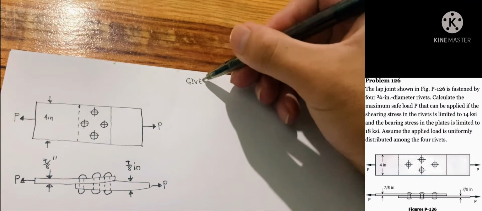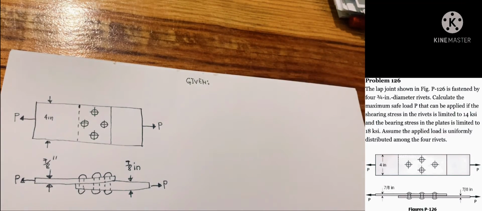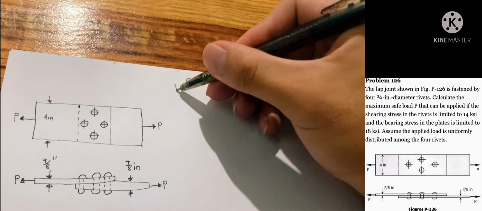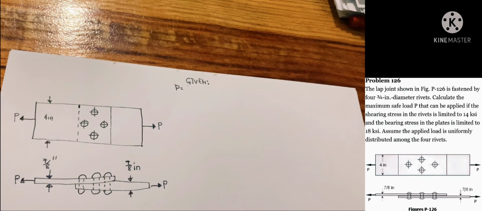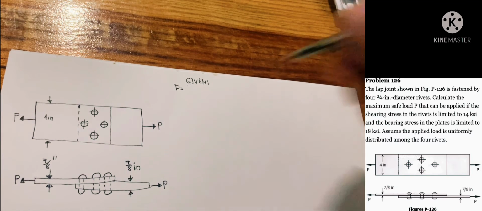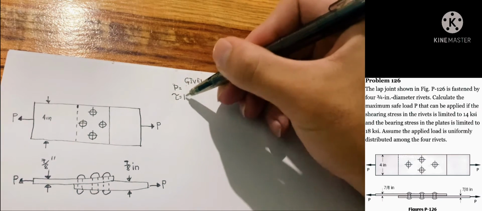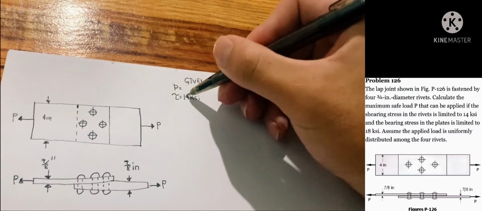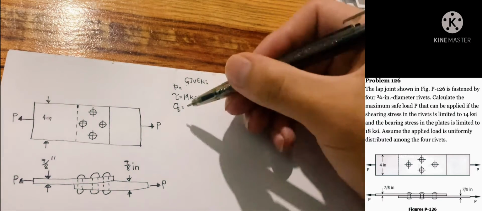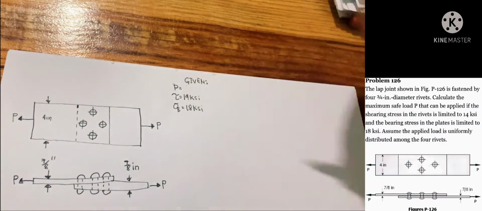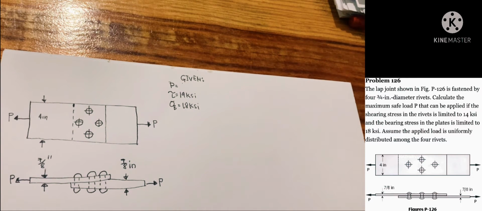This is our third example for our bearing stresses. The lap joint shown in figure P-126 is fastened by 4 3/4 inch diameter rivets. Calculate the maximum safe load P that can be applied if the shearing stress in the rivets is limited to 14 ksi and the bearing stress in the plates is limited to 18 ksi. Assume the applied load is uniformly distributed among the 4 rivets.